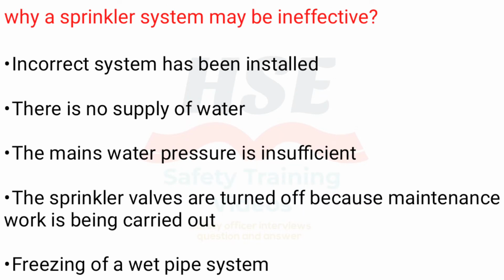Why a sprinkler system may be ineffective. An incorrect system has been installed. There is no supply of water. The mains water pressure is insufficient. The sprinkler valves are turned off because maintenance work is being carried out.